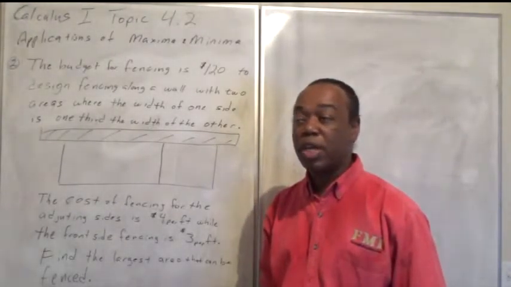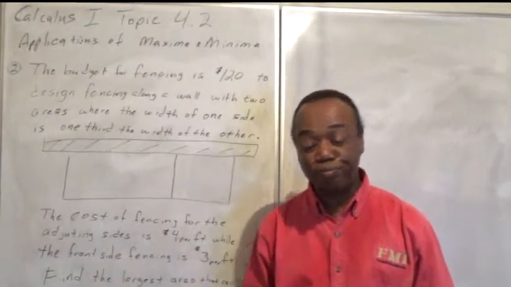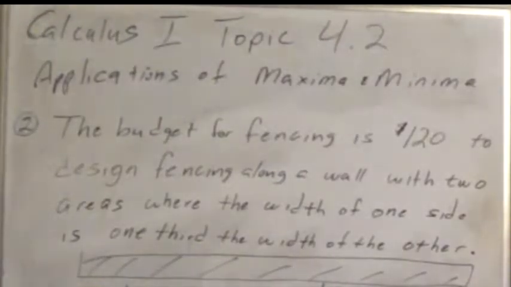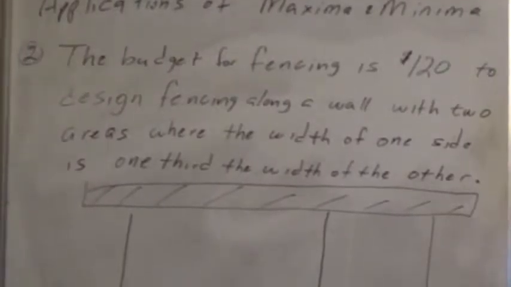3.2, Applications of Maxima and Minima. Problem number 2. The budget for fencing is $120 to design fencing along a wall with 2 areas where the width of one side is 1/3 the width of the other.